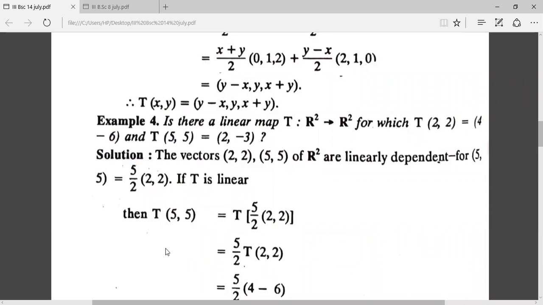So the vectors (2,2) and (5,5) are linearly dependent.